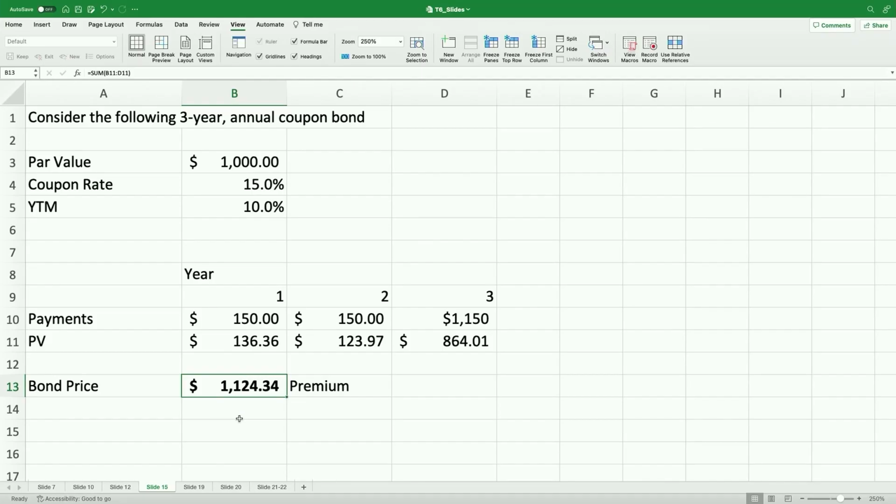Now, what I want you to see is the following. Right now, the coupon rate of 15% is above the yield to maturity of 10%. Coupon rate above yield to maturity, and the bond is trading at a premium to par. Remember, this 1124.34 is above the par value of 1,000. Let's see what happens when I increase the coupon rate. If I increase the coupon rate, let's say to 18%, what's going to happen to the bond price?